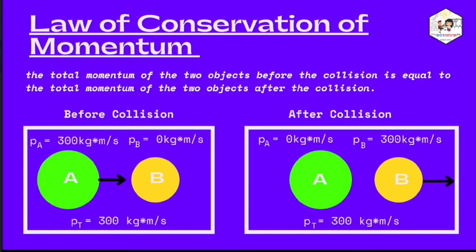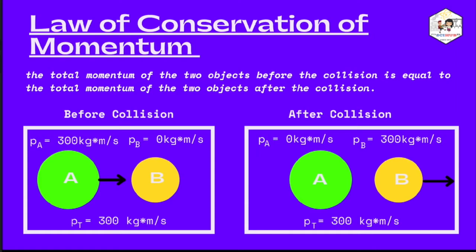Now, the next part focuses on before and after collisions: the momentum of the two objects before and after collisions. So we have here two scenarios: before collision and after collision. These are the same system, so we still have object A and object B.